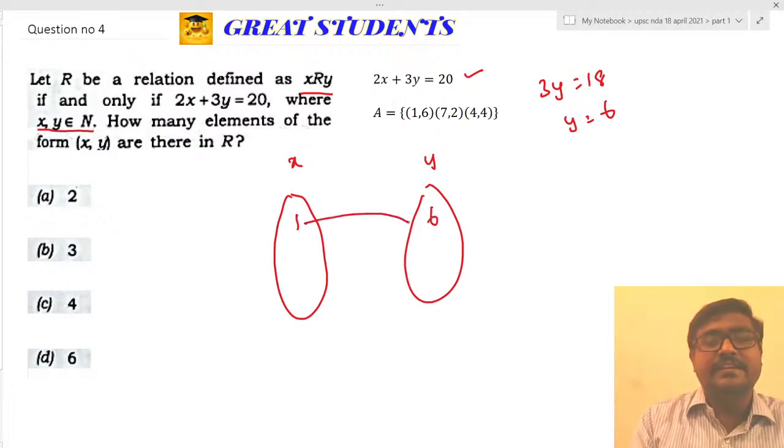So this way it is related. X related with y. 1 comma 6, this is one element, one pair, in the form of x comma y. They are asking how many elements we will get. So one element I got.